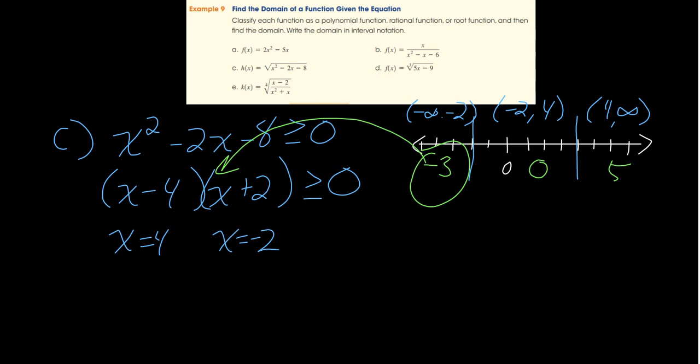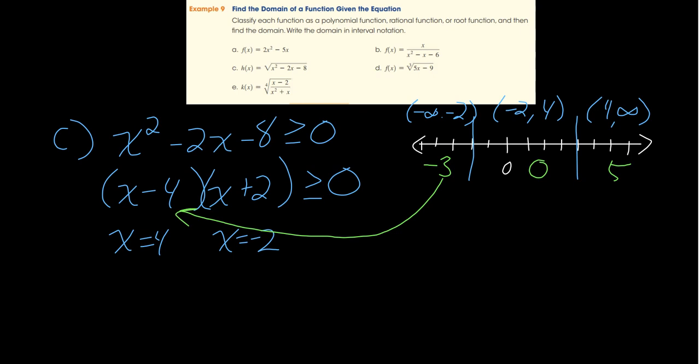This is where we used positive times positive is positive, positive times negative is negative, and negative times negative is positive. So here we go. If I have negative 3 minus 4, that's negative 7, a negative number. Then negative 3 plus 1 is a negative number as well. A negative times a negative is positive, and you don't have to compute negative 7 times negative 2 in your head. A positive number is greater than or equal to 0, so this interval works.